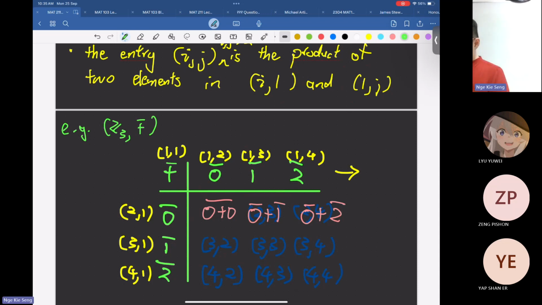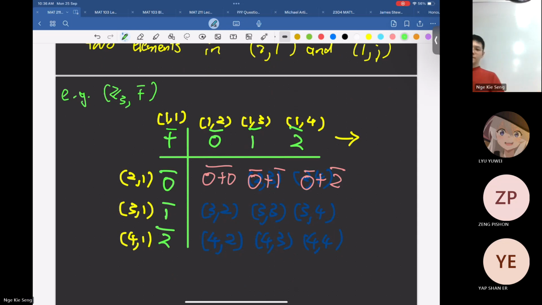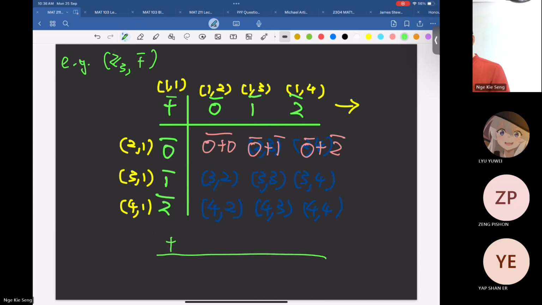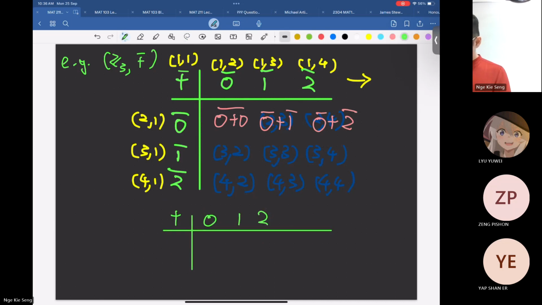So try and complete this table, and then we'll check whether we get the same table or not. I give you about 2 minutes. Try and complete this table here, and see if we have the same calculation or not.